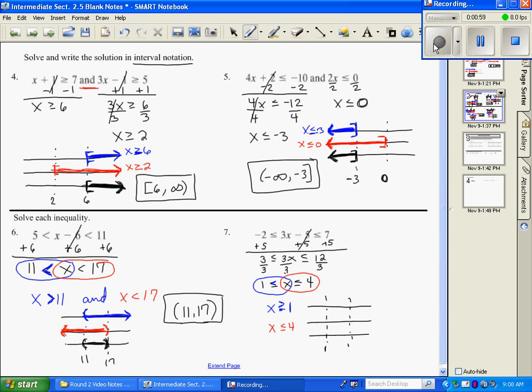So I have a 1 and a 4. X is greater than or equal to 1, so it's a bracket. X is less than or equal to 4, so it's a bracket on the 4, shaded to the less than side. And our solution is going to be "and." Where do these two overlap? If I put these graphs right on top of each other, they overlap from 1 to 4 with brackets. So interval notation, as I read left to right, is just going to be bracket 1 to bracket 4. And that's our interval notation. That's our solution.